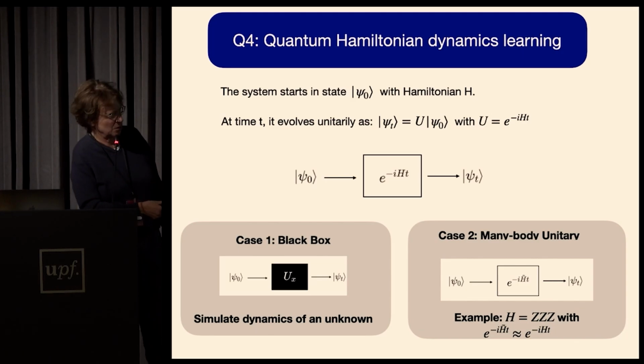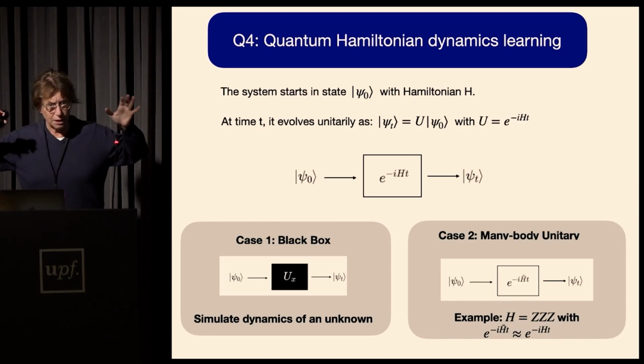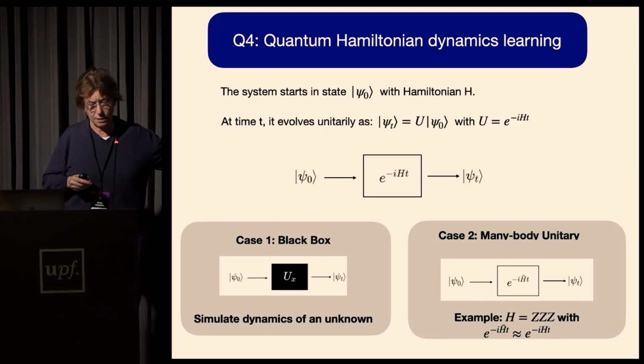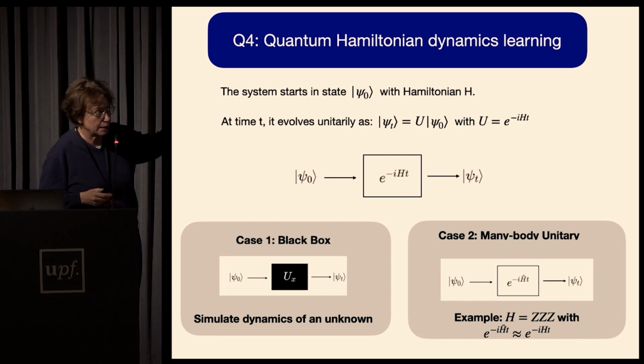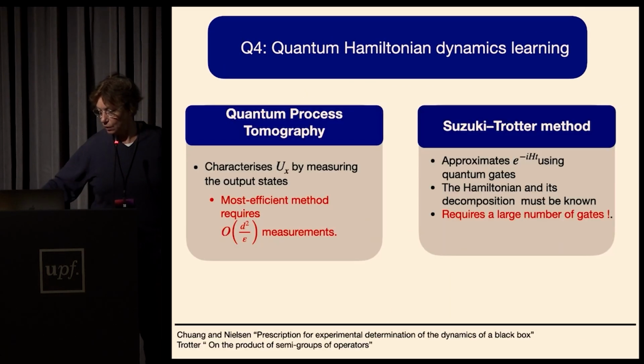In particular this one, and I will explain it to you. But this is the framework. I can even have no idea about what the unitary is, and I want to know the unitary, or I can say I have a Hamiltonian that is super complex, and I want to reproduce the same dynamics with a much simpler Hamiltonian. How do I do it? So let's see how the dynamics works.